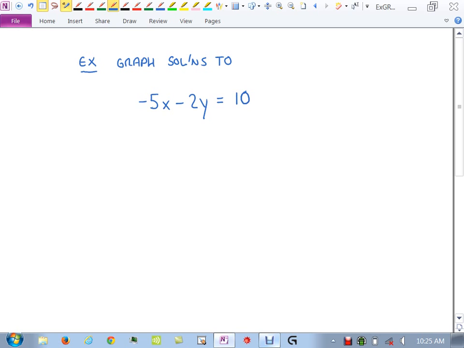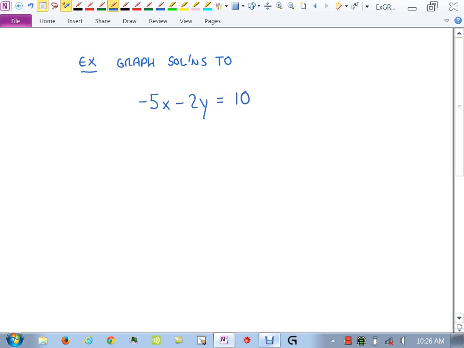Like, would negative 2, 0 work? Negative 2, 0 would work? But we have to have a better way, right? I mean, there has to be a more efficient way than just me looking and trying to guess, right? And we do have a more efficient way. And that's what we're building up to. But I want to show you our first way of doing it, okay?